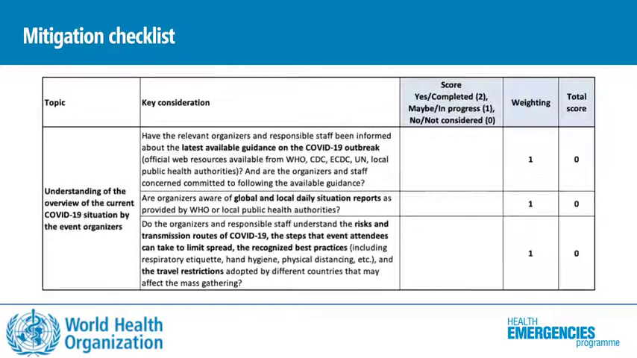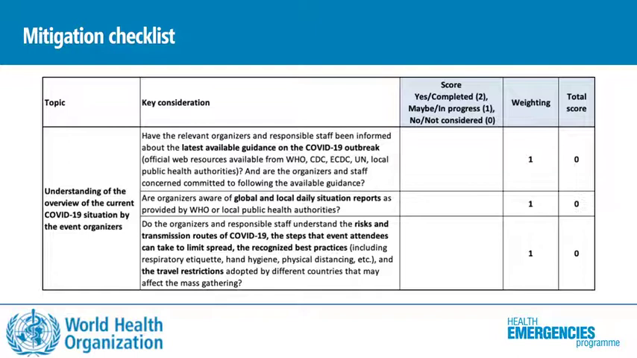You must complete the entire mitigation checklist and answer yes, completed, maybe in progress, or no, not considered for each question. In the Excel sheet provided, you must place a 2 in the corresponding box if your answer is yes, completed, a 1 if your answer is maybe in progress, and a 0 if your answer is no, not considered. Dependent on your answers to these questions and the weighting of importance they have been given by an external group of experts, you will receive a total mitigation score as a percentage.